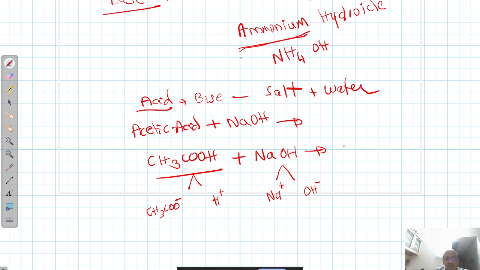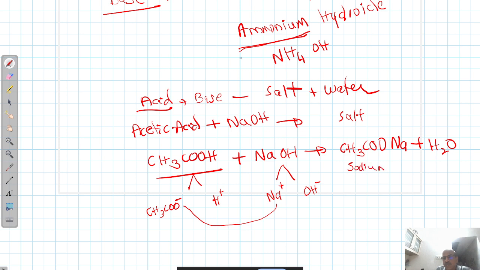And then what is the equation you will find? This Na will go and join with the negative part, so it is CH3COO. Now H is replaced with Na, so here you will get CH3COONa, and H plus OH will become H2O. So this is a salt. This is known as sodium acetate.